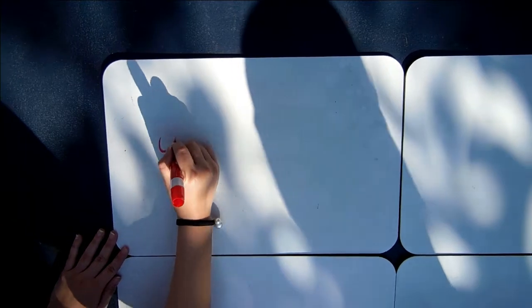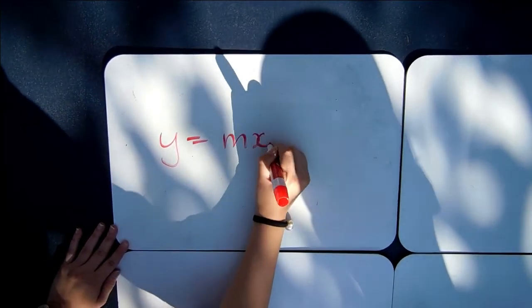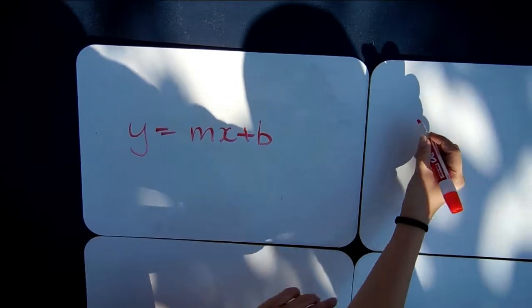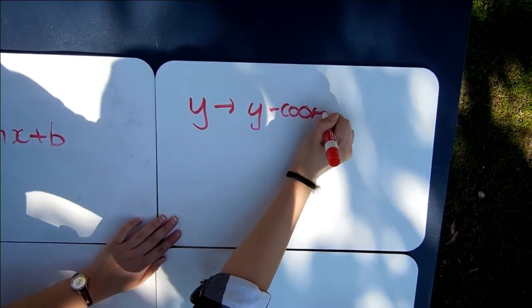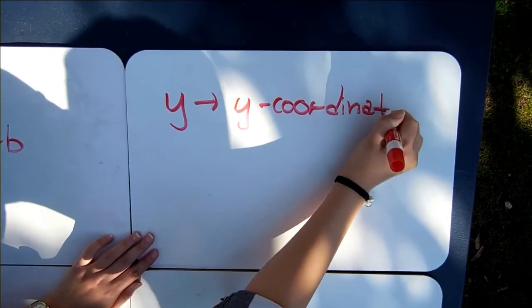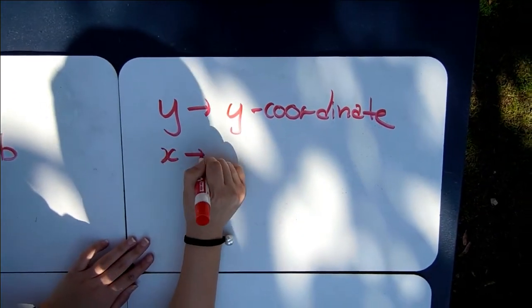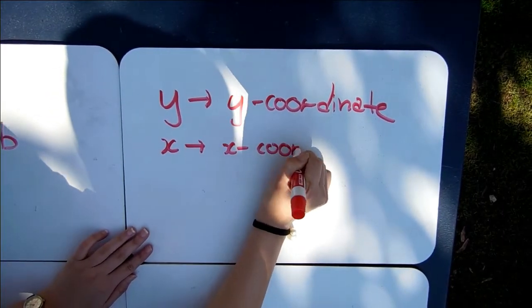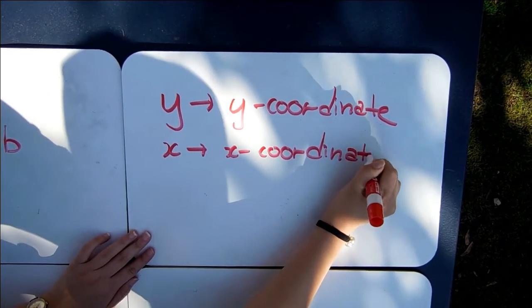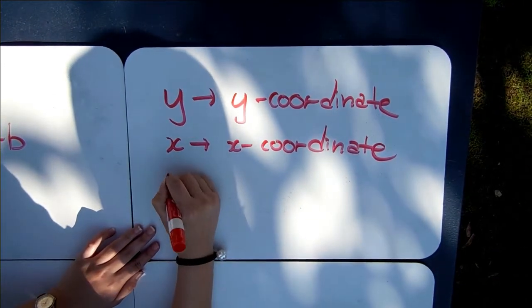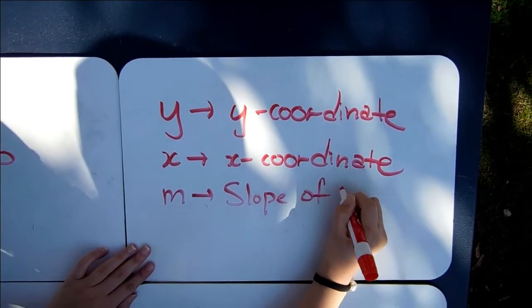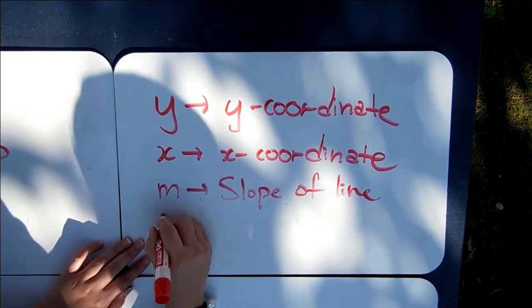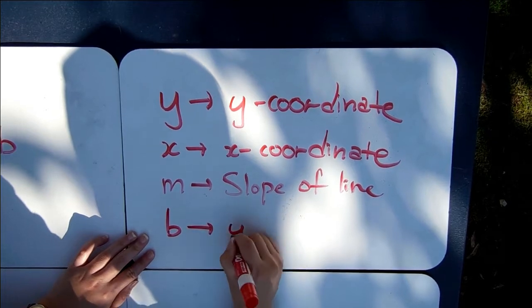Hello everybody, today we're going to be learning about y equals mx plus b. Y equals the y coordinate. X equals the x coordinate. M equals the slope. And B equals the y-intercept.